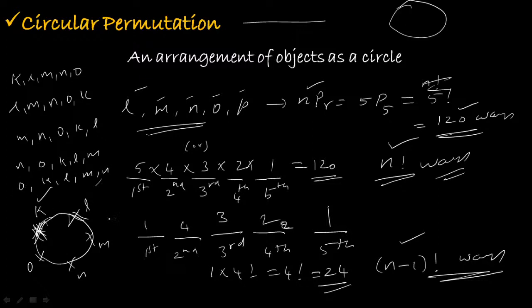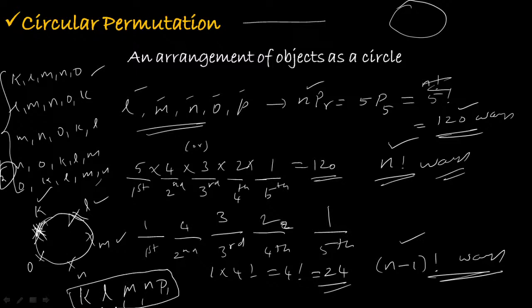If you start with K, you have one linear permutation. Start with L and you have another linear permutation, L, M, N, O, K. If you start with M, you have M, N, O, K, L, and so on. In a linear permutation these are different, that is, you have 5 different linear permutations, but for this we have only one circular permutation, that is K, L, M, N, O. You have only one circular permutation.